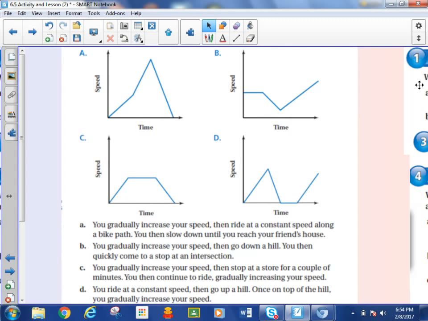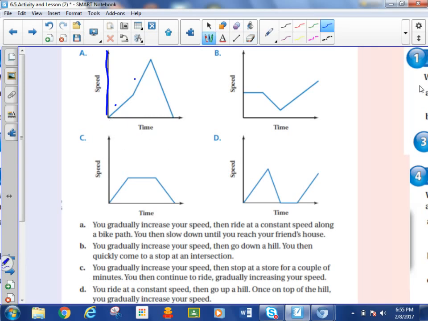So letter A says you gradually increase your speed. So gradually, which means we're going to have an increase where it's going to go up. Notice that on each of these graphs, we've got our speed. So as these lines here go up, that means our speed is going up over the amount of time. Okay, and then our other axis is our time.